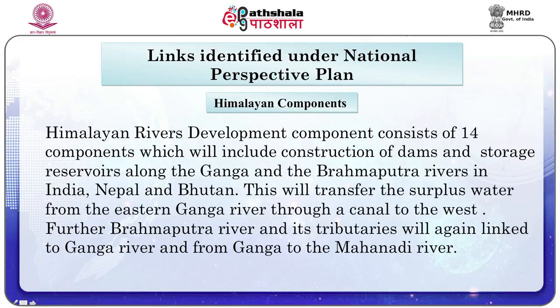The Himalayan rivers development component consists of 14 link canals and requires the construction of dams and storage reservoirs along the Ganga and the Brahmaputra rivers in India, Nepal, and Bhutan. This will transfer the surplus water from the eastern Ganga rivers through the canal to the west. Further, the Brahmaputra river and its tributaries will again link to the Ganga river, and from the Ganga to the Mahanadi river.